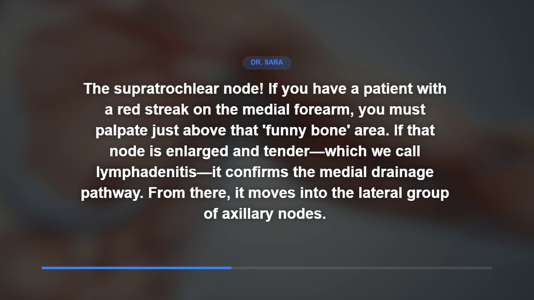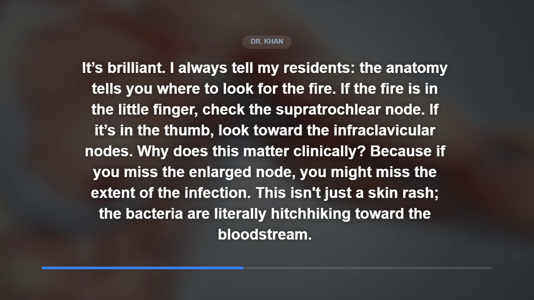The supratrochlear node. If you have a patient with a red streak on the medial forearm, you must palpate just above that funny bone area. If that node is enlarged and tender, which we call lymphadenitis, it confirms the medial drainage pathway. From there, it moves into the lateral group of axillary nodes.